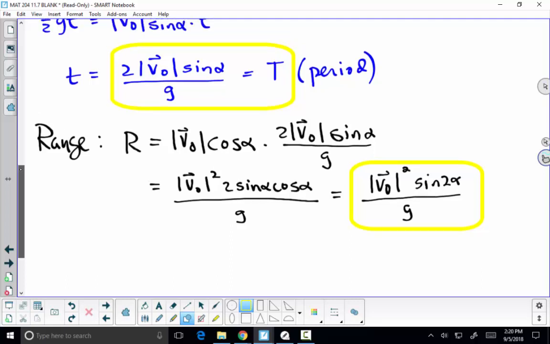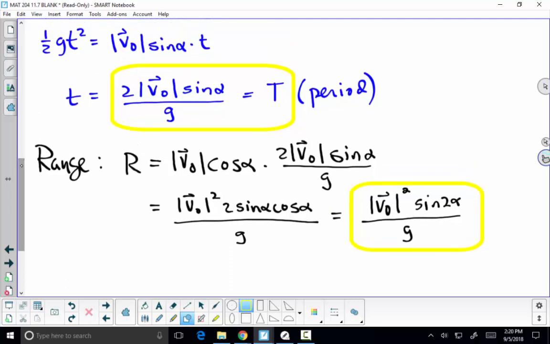And so any logic questions there? Why we would do what we did? Set y to 0, because when it hits the ground, y is 0. Figure out that t value, plug it into x to get the range.